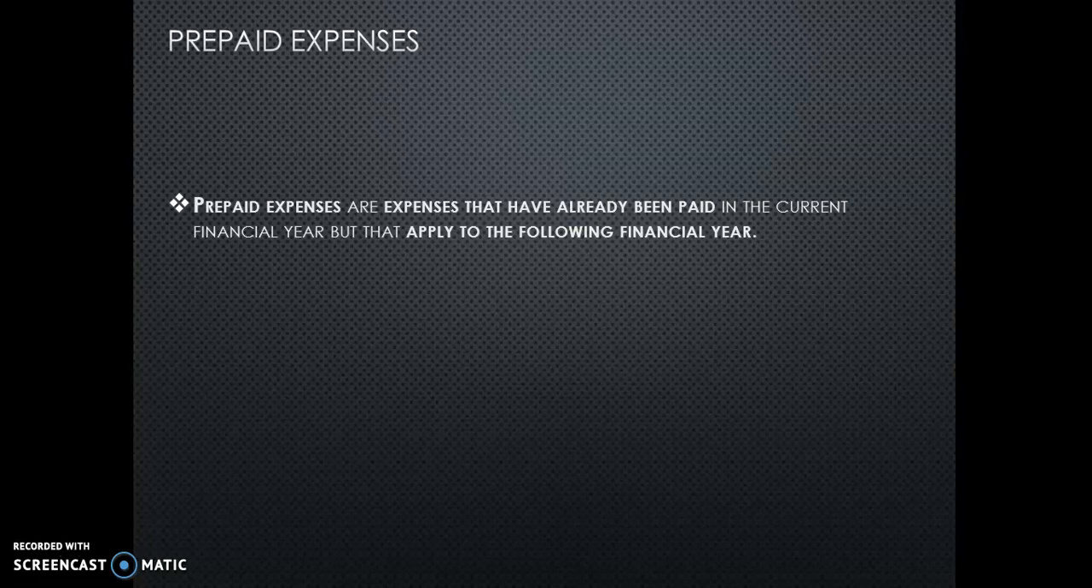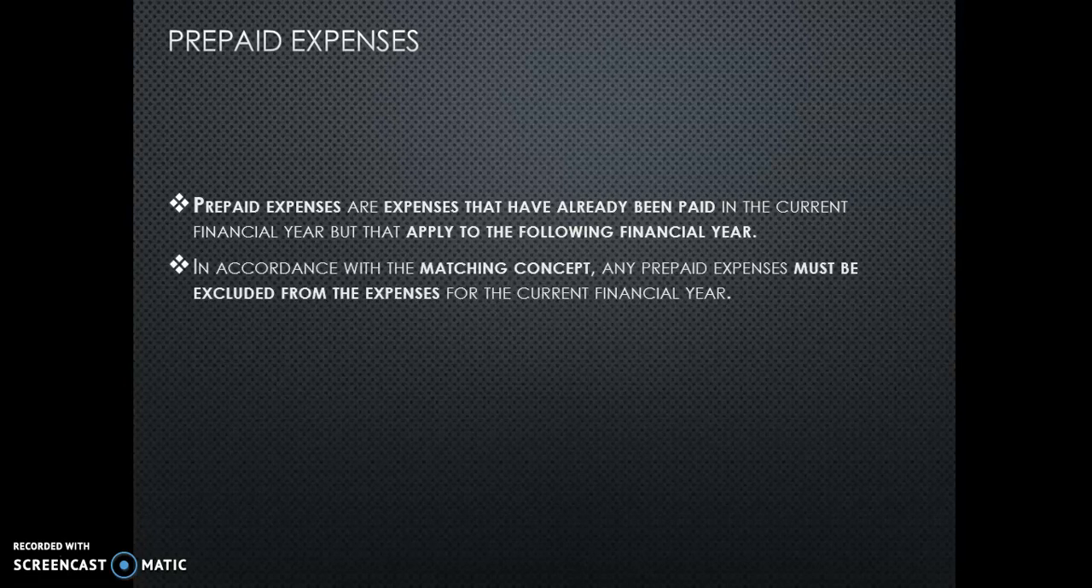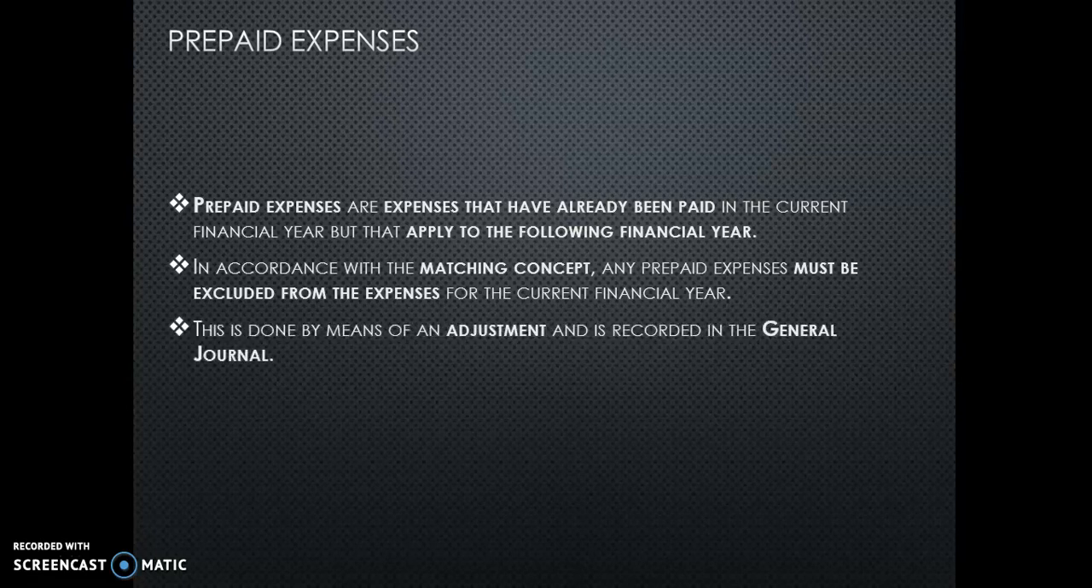So you've paid in advance for the next year. So applying the principle of matching, then these prepaid expenses must be excluded from the current financial year. This is done by adjustment in the GJ. The relevant expense account will decrease because that section of the prepaid expense is only relating to the next year. So the expense, which is normally on the debit side, must therefore decrease.